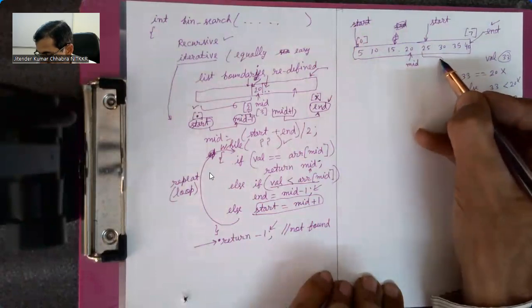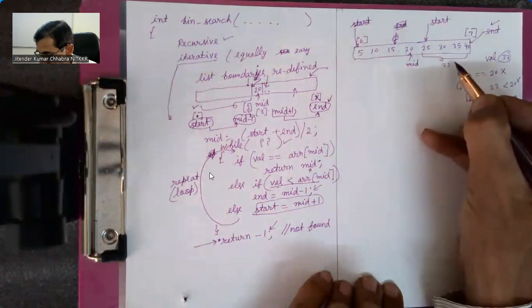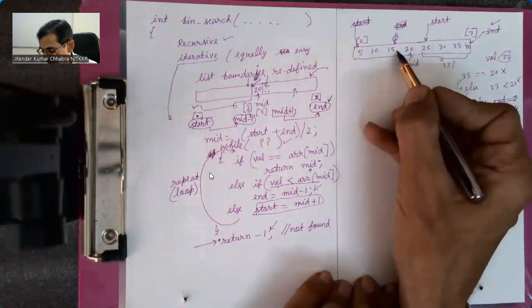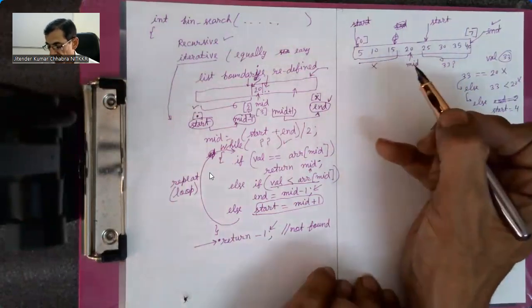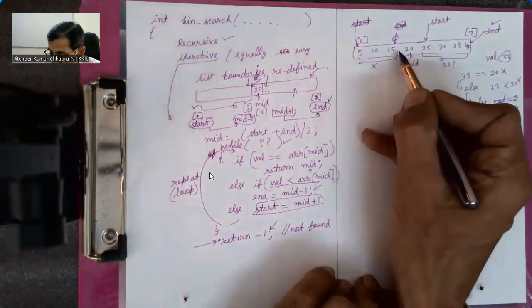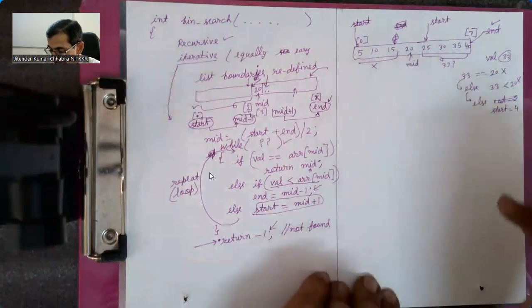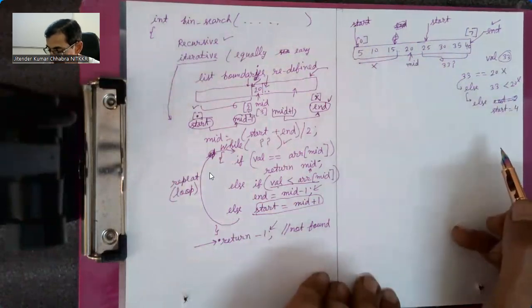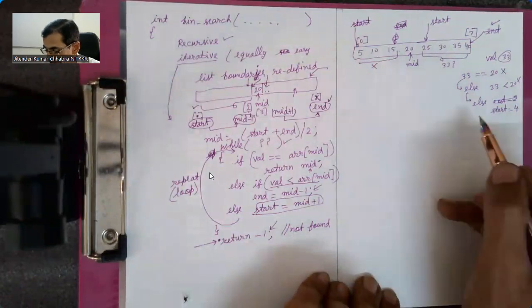So I'm going to search 33 in this list. Definitely no need to search this side. This way I have removed half the elements almost every time. So that will obviously be much faster than linear search. Every time I will be able to reduce the list to half size.